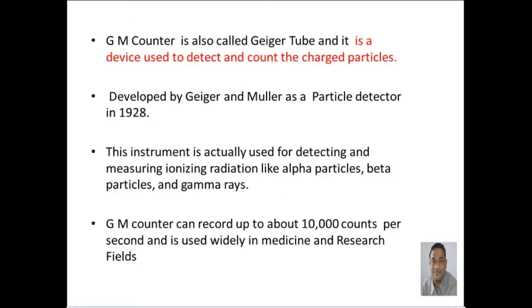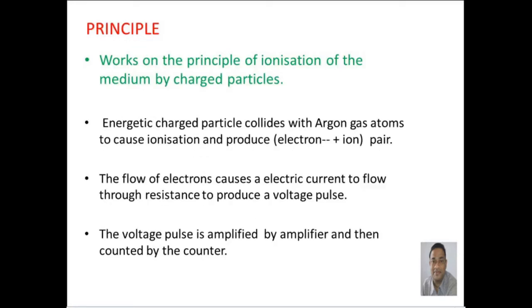The GM counter is also called a Geiger tube, and it is a device which is used to detect and count charged particles. It was developed by Geiger and Müller as a particle detector in the year 1928. This instrument is used for detecting and measuring ionizing radiations like alpha particles, beta particles, and gamma rays. A GM counter is so sensitive that it can record up to 10,000 counts per second, and it is widely used in the medical and research fields.